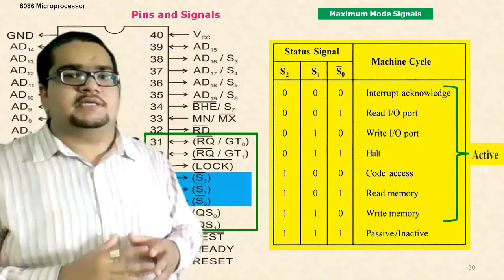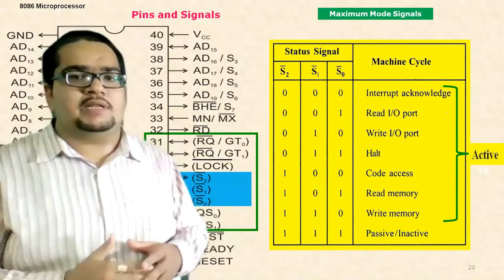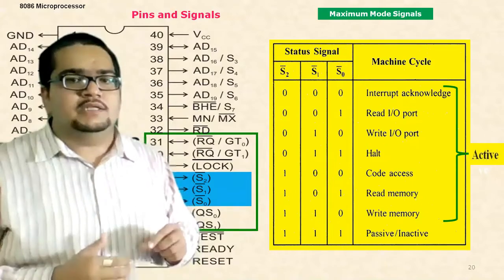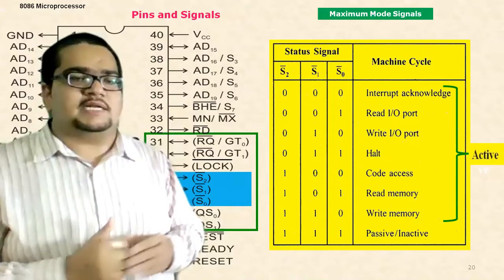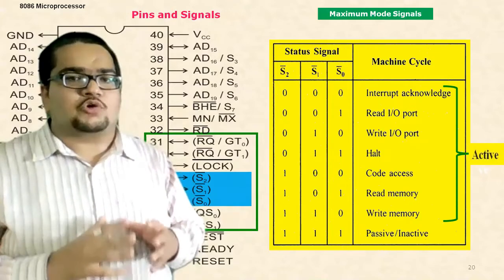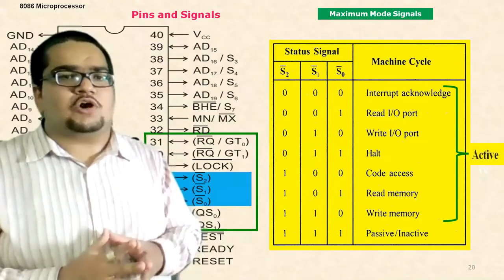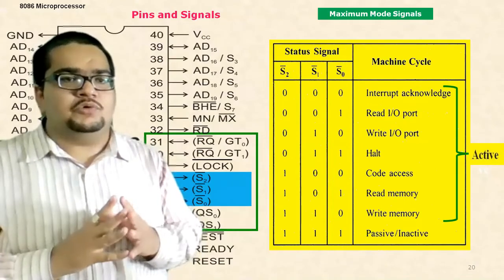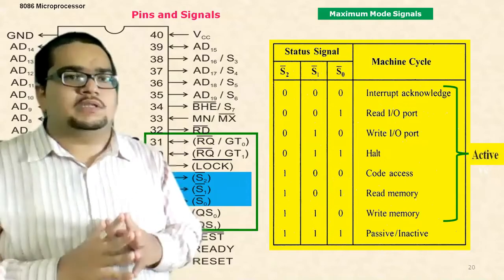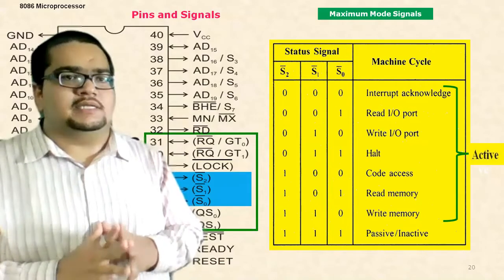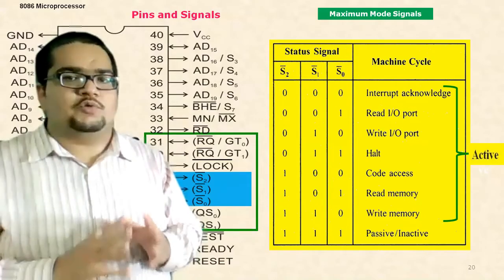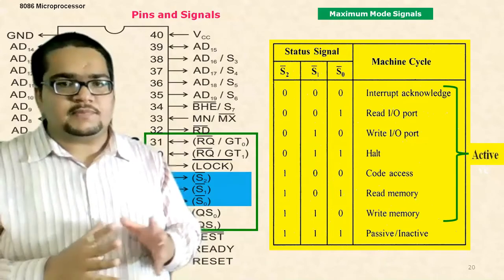In between the IO read and write and the memory read and write, you can see one combination of status lines, that is 011. So combination 011 says halt. The processor does not want to do anything right now, it just wants to halt the process or halt all the controlling signals. Okay, 011 is that combination.